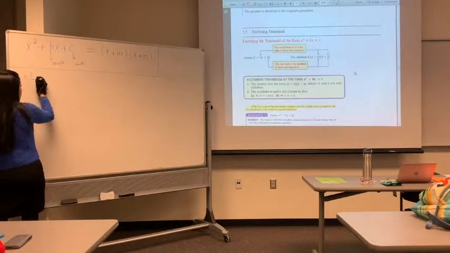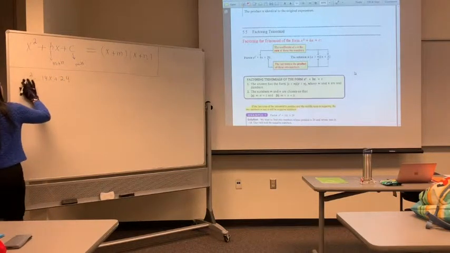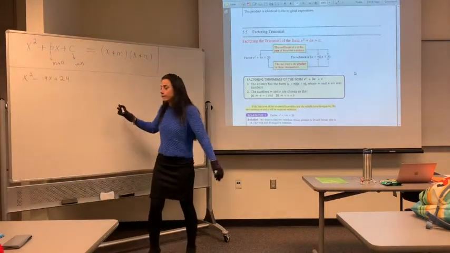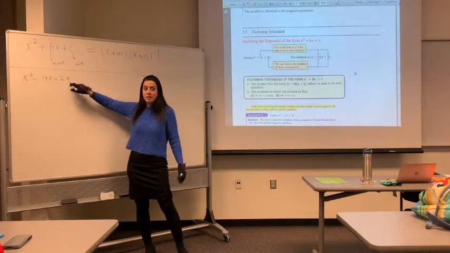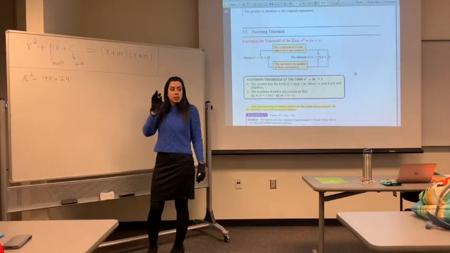x squared plus negative 14x plus 24. Now, step by step, after we get used to writing down m and n, all of this, you will understand how to save time.